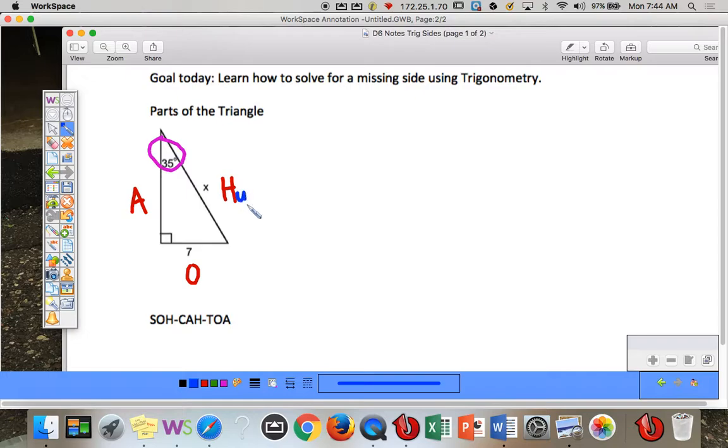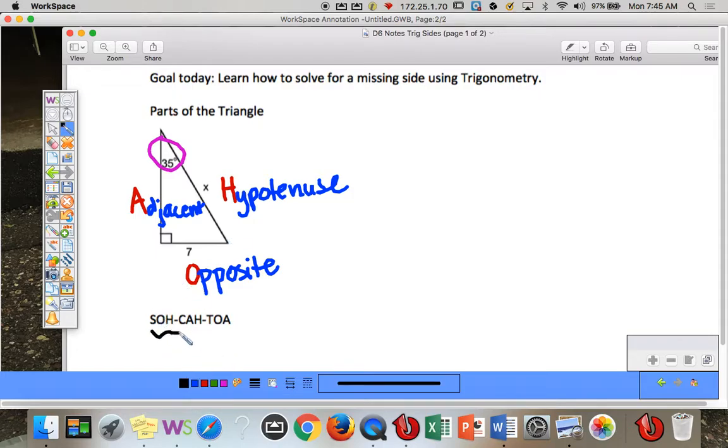So again, this is the hypotenuse. One side is opposite the angle that's not the 90-degree angle that you're looking at. And this side is called the adjacent side. Adjacent means right next to our angle. The side that's right next to the angle, that's not the hypotenuse. So O, A, and H: opposite, adjacent, and hypotenuse.